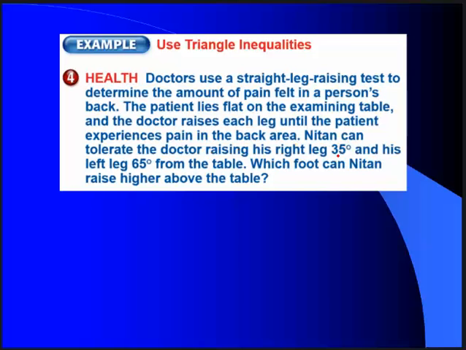Well, because the angle measure here affects the distance here, we can kind of draw it something like this. This would be the 65, and this would be the 35. The distance that the 65-degree angle creates is greater than the distance the 35-degree angle creates. So it would be his left leg.